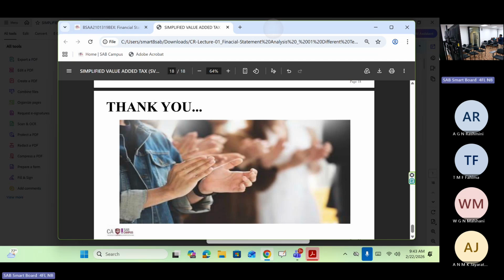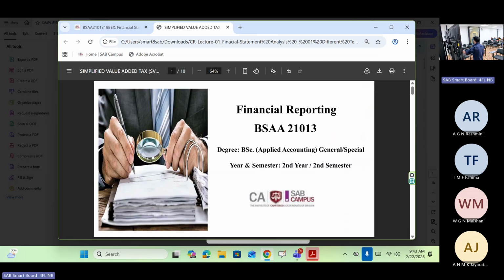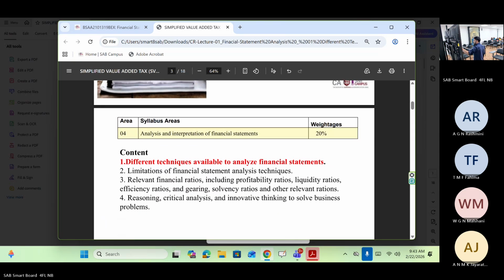So with this, I'm closing this chapter. I hope you are comfortable with it. We are planning to do our group assignment on this area. Right? I think you are on track. We had 4 areas, right? This is the fourth one. What is that? Analysis and interpretation of financial statements. We completed the analysis part now.